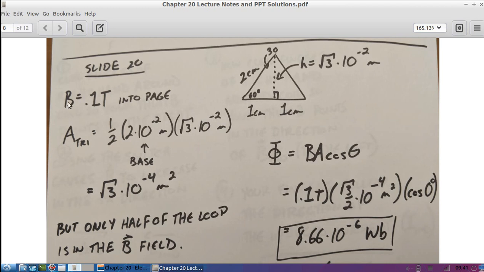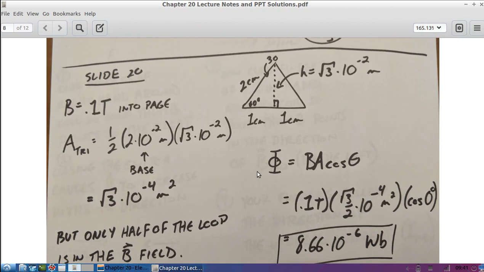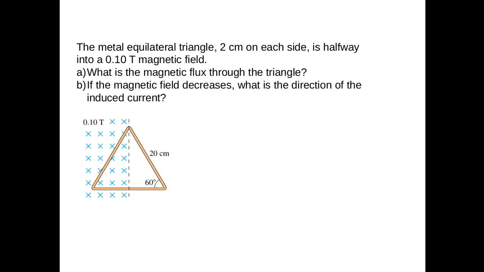So I've got a uniform magnetic field into the page, right? And it's 0.1 Tesla. So I'm going to calculate the entire area of the triangle, and then I'm going to split it in half to get the area of the triangle that's just in the magnetic field. So I take a straight line, right? This is a perpendicular bisector from our old geometry days. So this line right here splits this equilateral triangle into two 30, 60, 90. So that's going to be 60 degrees, that's going to be 30 degrees, and that's going to be 90.